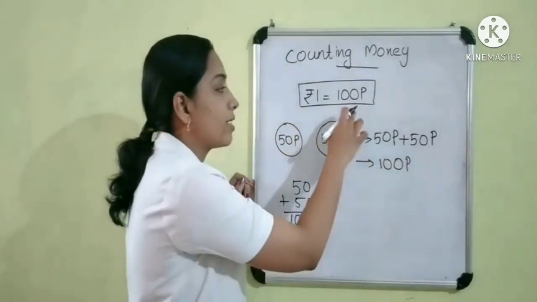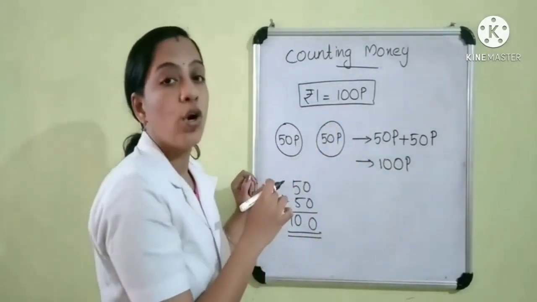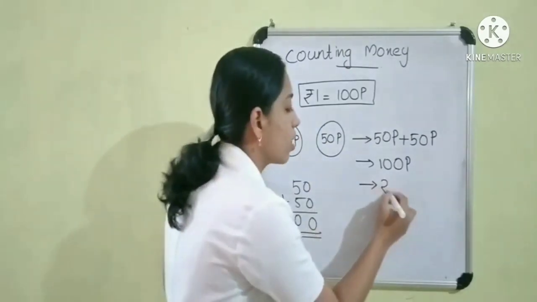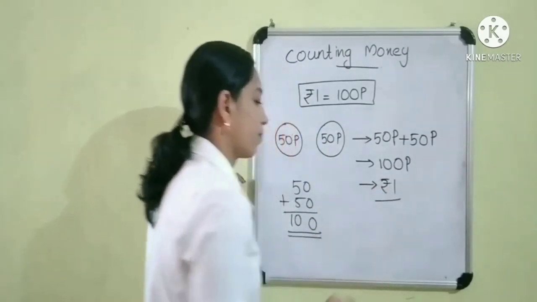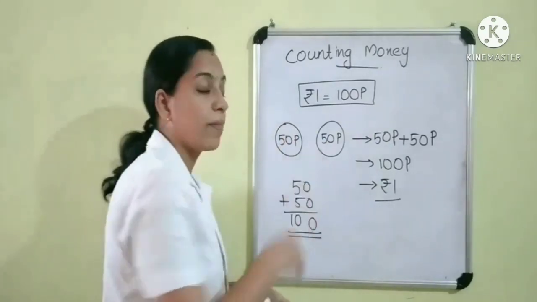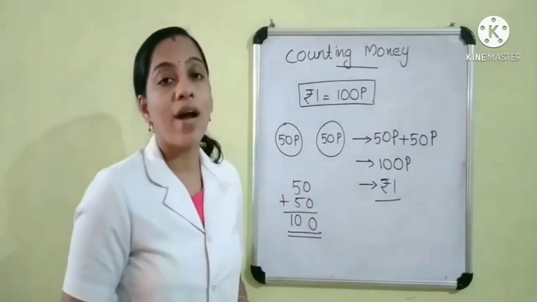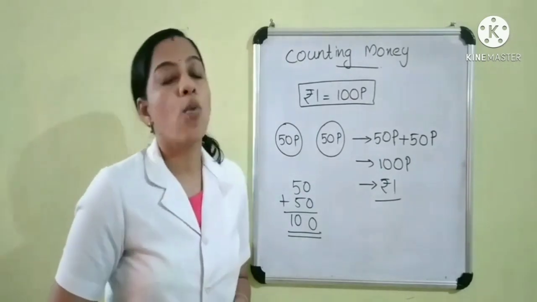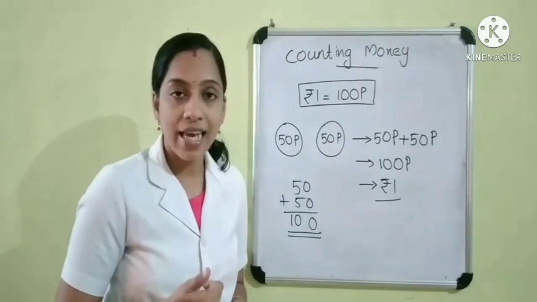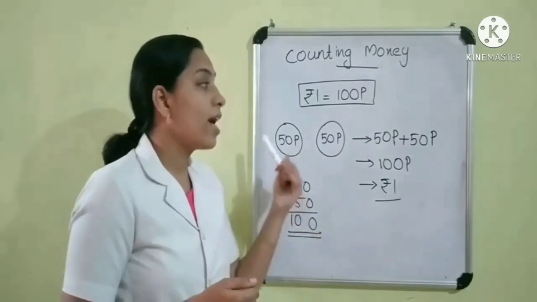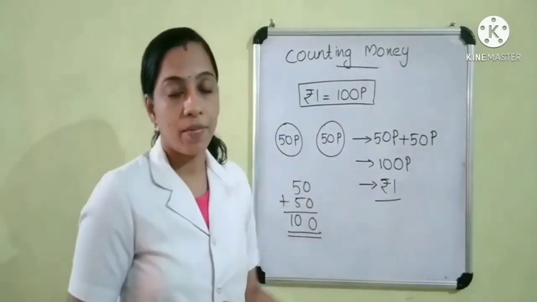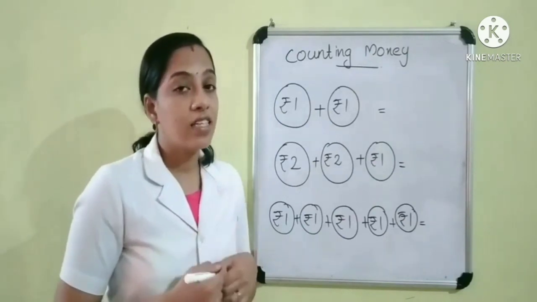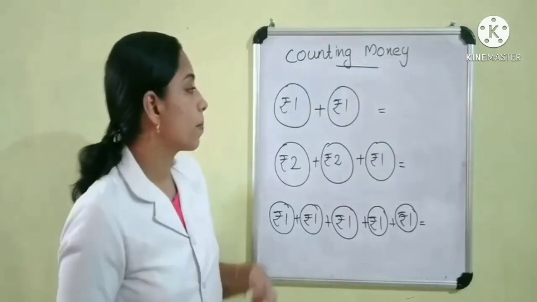We learn 100 paise is equal to rupees 1. So we can say that the total amount is rupees 1. That is, two 50 paise coins make 1 rupee. Is it clear? Yes. In this way, you can count the money. Right, children? Yes. Children, let us solve some more examples.